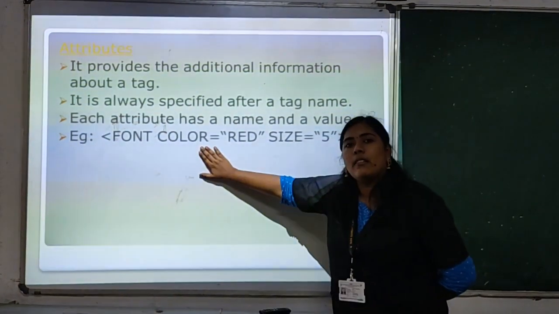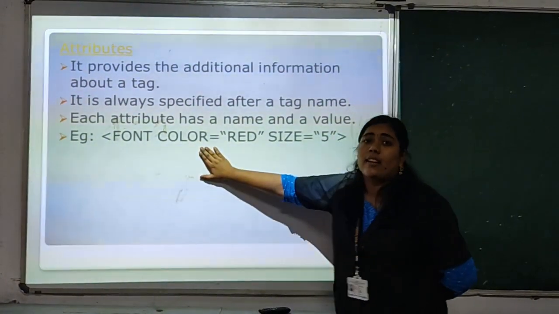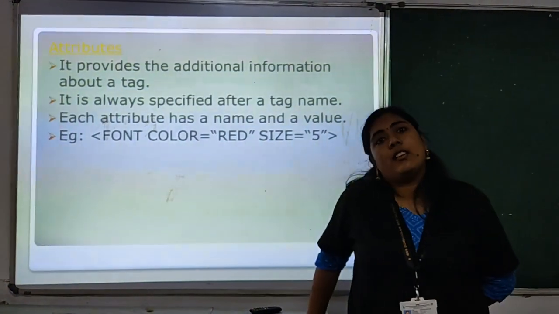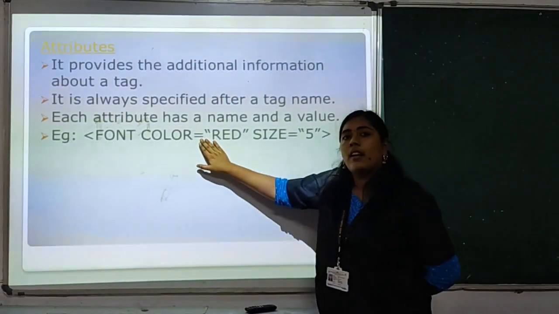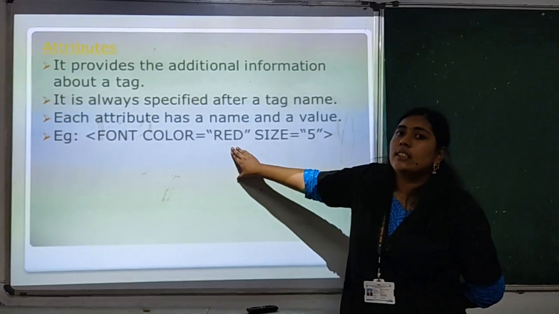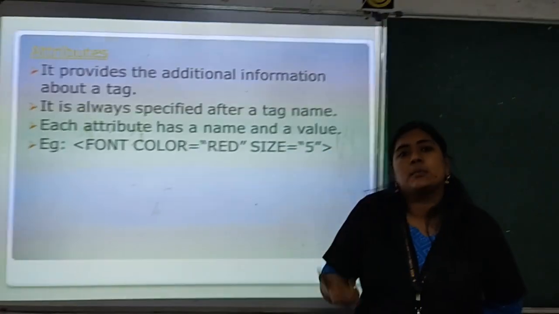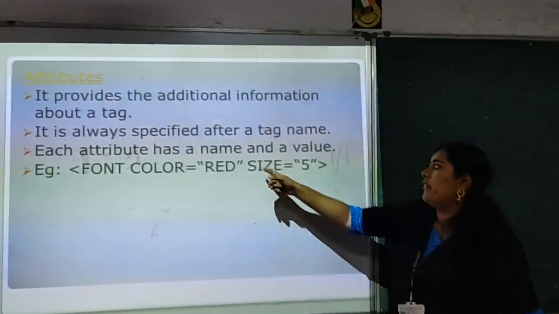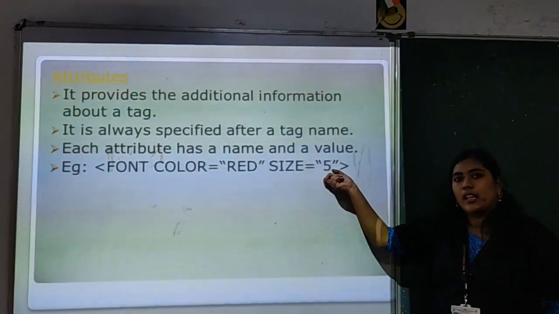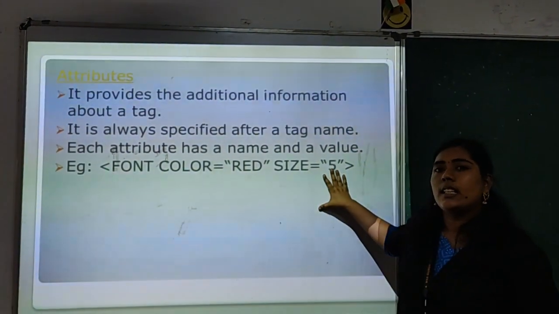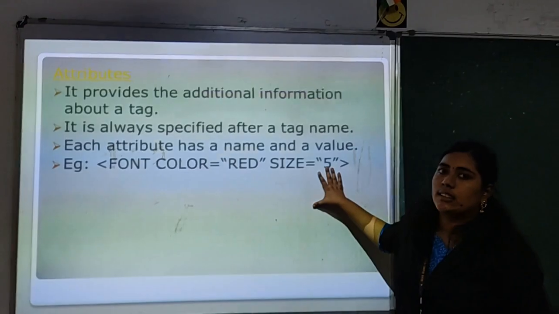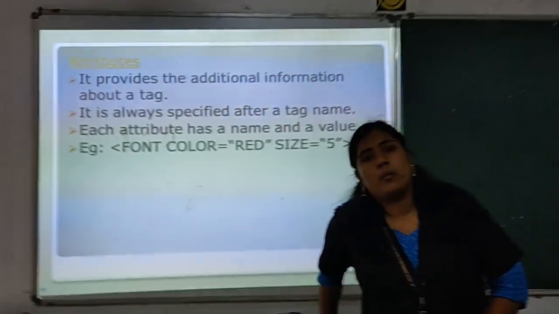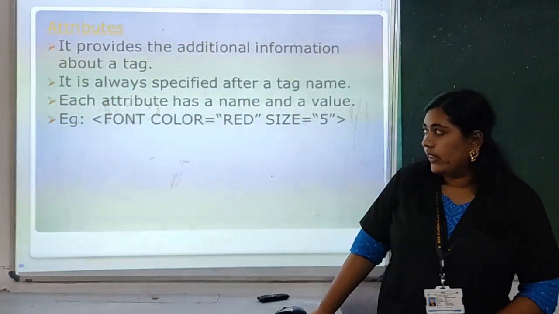And now we have given the attribute, that is the color. We have specified which color we need, and we have given the value as red. If you give some other color, the text will be displayed in that color. In the same way, we have size, which is equal to 5. If we need to increase, we can increase, or decrease, we can decrease. So children, now you got an idea about attributes, right? Yes. Now let's see another one.